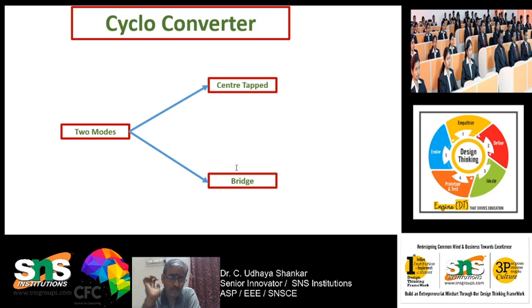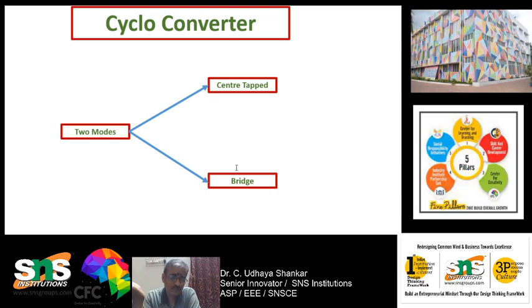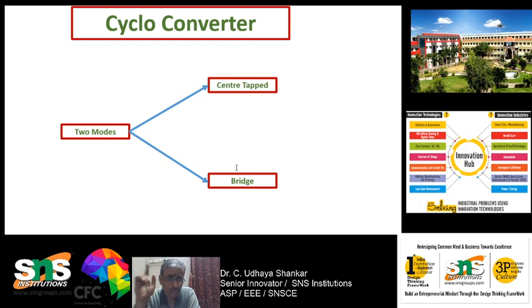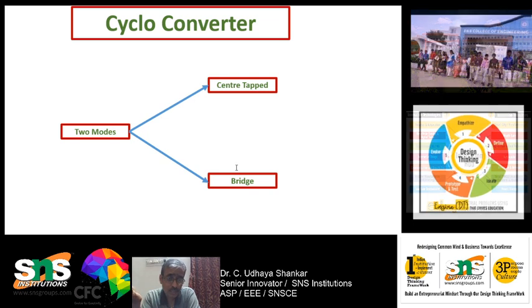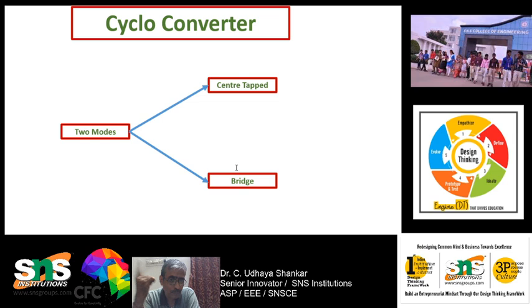For example, in case of a transformer, if the output voltage is less than the input voltage, it is called a step down transformer. If the output voltage is higher than the input voltage, it is called a step up transformer. Similarly here also you have two different types of cycloconverters. In this we have to consider the frequency. If the output frequency is less than the input frequency, then it is called a step down cycloconverter. If the output frequency is greater than the input frequency, then it is called a step up cycloconverter.